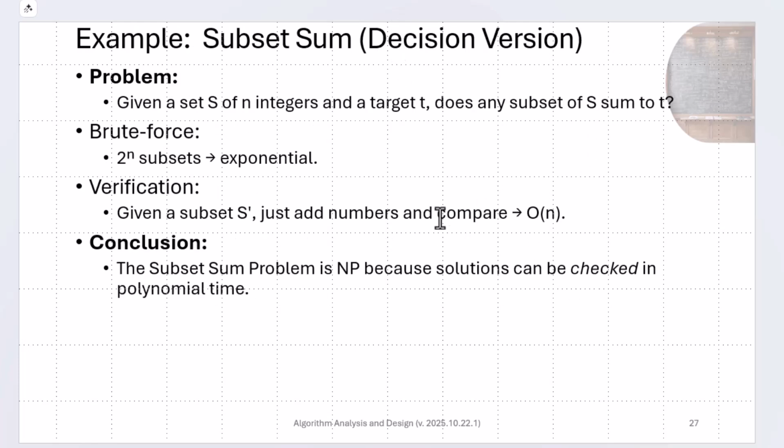So subset sum problem, just as an example, is given a set S of n integers and a target T, does any subset of S sum to T? Brute force, you would do 2 to the n subsets, and that's exponential. The verification, though, is pretty easy. Given a subset S prime, just add those numbers and compare, and that only takes linear time, so it's definitely within polynomial. Conclusion is that the subset sum problem is NP because solutions can be checked in polynomial time. We don't know of a polynomial solution, just the verification.